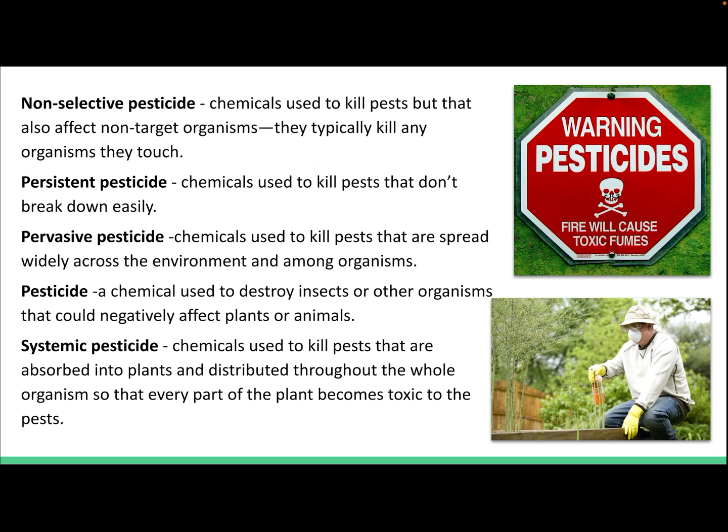We know what a pesticide is. It's a chemical used to destroy insects or other organisms that could negatively affect animals and plants. And a systemic pesticide is a chemical used to kill pests that is absorbed into plants and distributed through the whole organism so that every part of the plant becomes toxic to the pests.